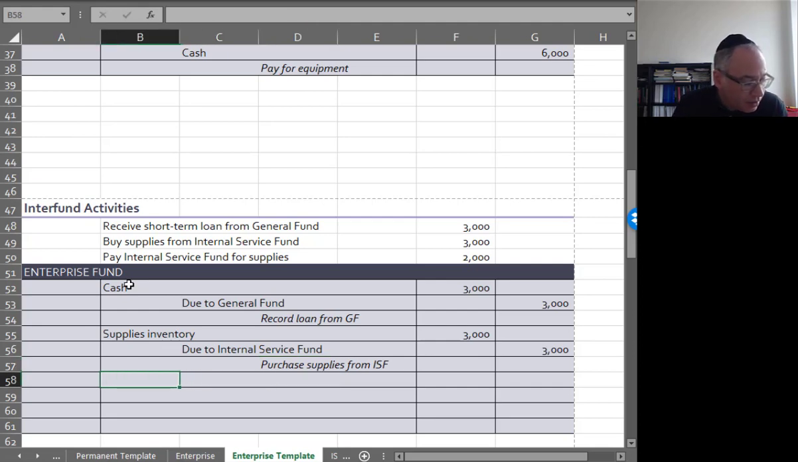Then I'm going to pay the internal service fund for the supplies, so due to internal service fund. I'm not going to pay the whole thing, just $2,000 of it. So debit due to internal service fund, $2,000. Credit cash, $2,000.